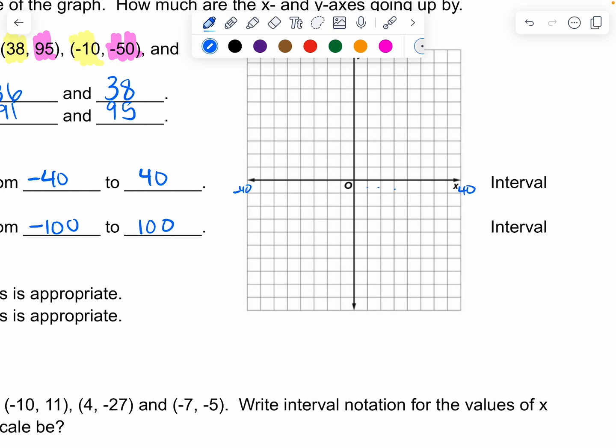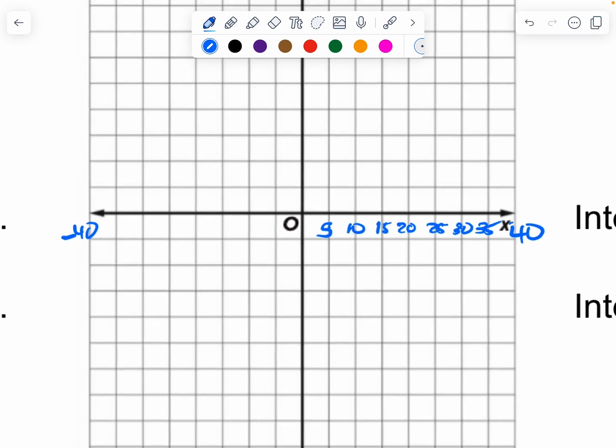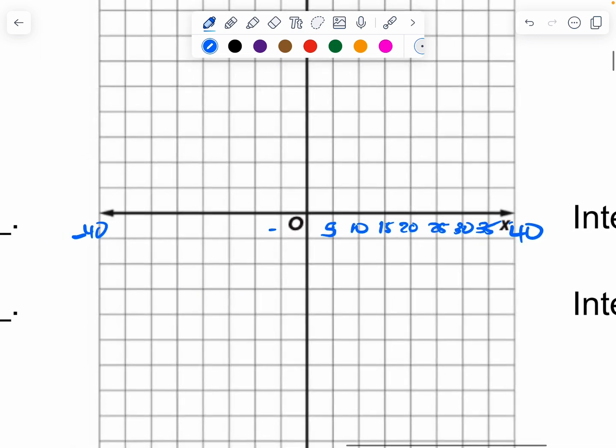1, 2, 3, 4, 5, 6, 7, 8. Well, what's 40 divided by 8? That's 5. So we're going to go up by 5. 5, 10, 15, 20, 25, 30, 35. Now, you don't have to write all of the numbers. I just like to write the first couple.